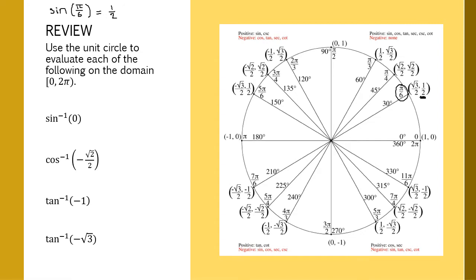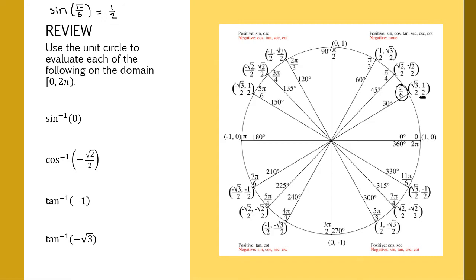When you're evaluating an inverse trig function, you are going in the opposite direction. So the argument of the inverse function would be the y value or the x value or one of those ratios, and you're being asked to find the angle that goes along with it.